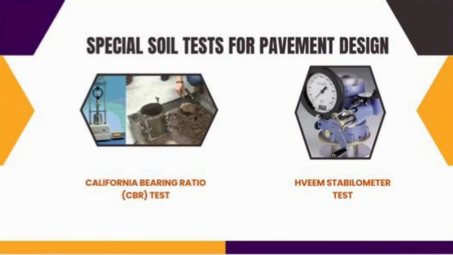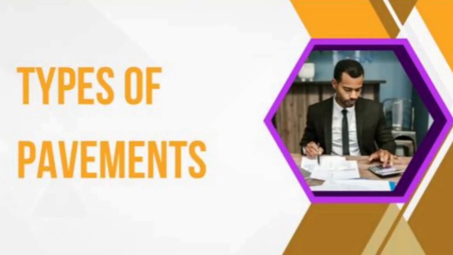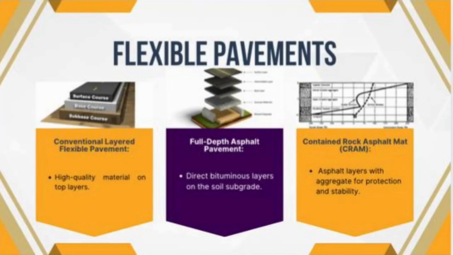The stabilometer test. This assesses the stability of material under load, helping engineers select the right material for the pavement layers. Each test plays a role in designing a pavement structure that can withstand traffic demands. Next, we have the types of pavements. There are two broad categories: flexible pavements and rigid pavements.